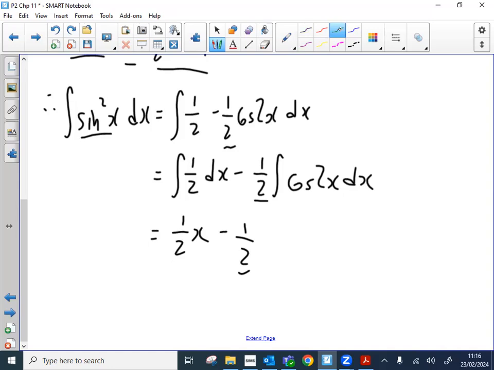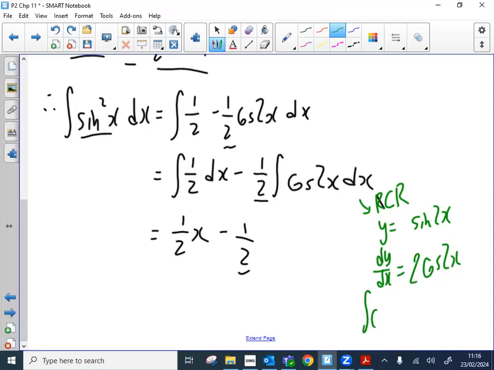So in here, this is the reverse chain rule, RCR. We can let y be sine 2x, because differentiating sine will give me cos. So dy by dx: differentiate sine 2x is cos 2x, differentiate 2x is 2. So by the chain rule, 2 cos 2x. Therefore, the integral of cos 2x is a half sine 2x, a half because you're comparing a 1 with a 2.